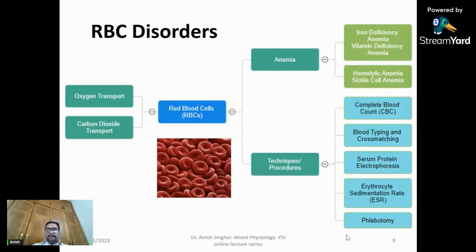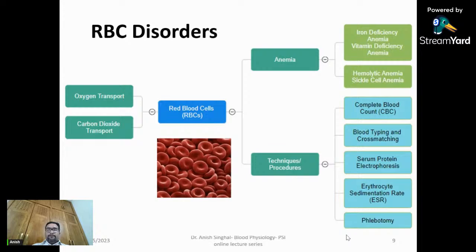Second thing is blood typing and cross matching. Blood typing and cross matching refers to the blood group part. As you know, the RBCs have proteins on their cell surface, and one of such proteins, the glycoprotein, is responsible for us having a particular blood group.